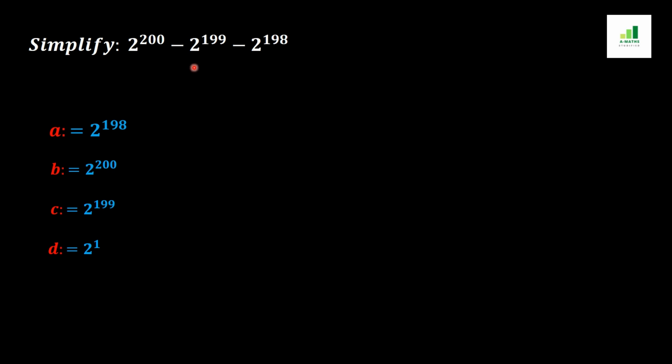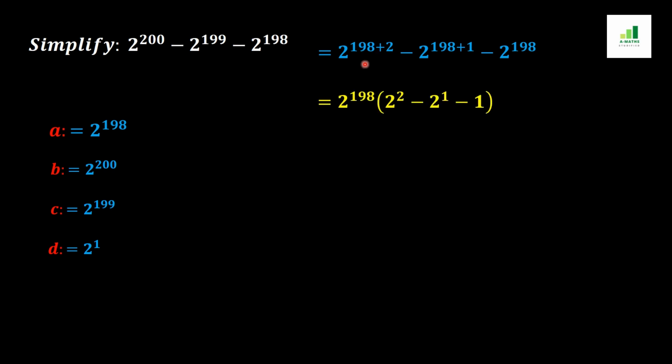In order to solve this question, in the first step we should break these powers. This 200 will break into 198 plus 2. This 199 will break into 198 plus 1, and this 198 will remain the same. Now in the next step we should take 2^198 common from all of these values. As a result, we will get 2 squared from the first value, 2 to the power 1 from the second value, and only 1 from the last value as a remainder.